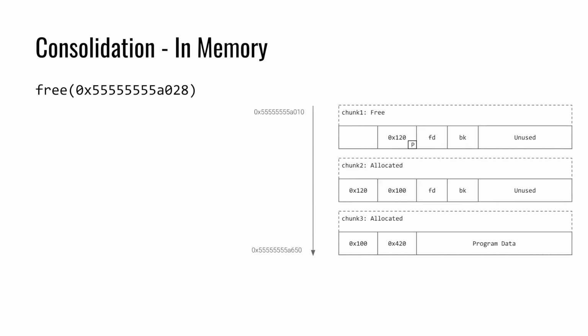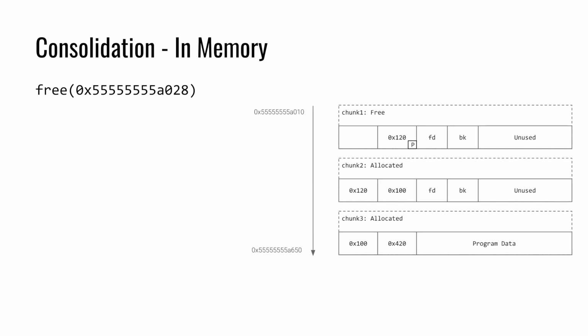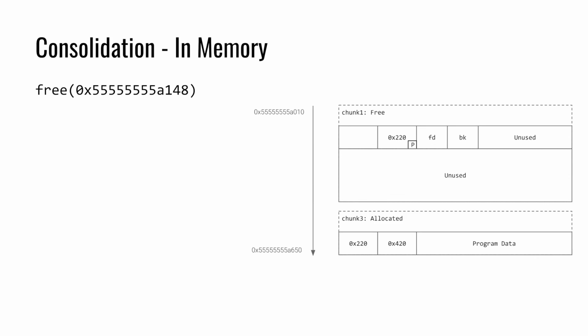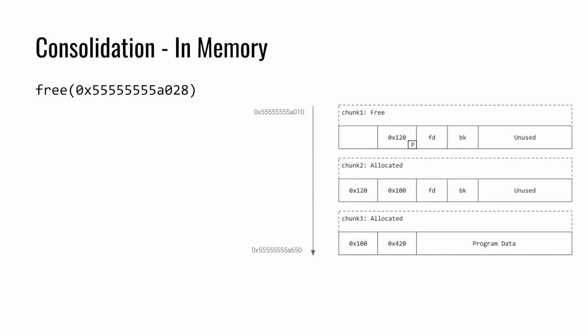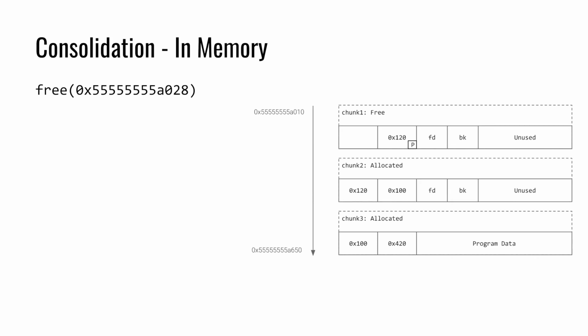We see that the size of chunk 1 gets updated to be the size of chunk 1 plus the size of chunk 2. We also see that chunk 3's previous in-use bit is still clear because the combined chunk after consolidation is still free. But what does change is chunk 3's previous size.